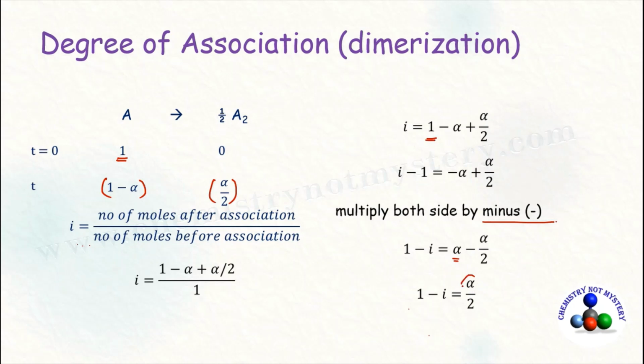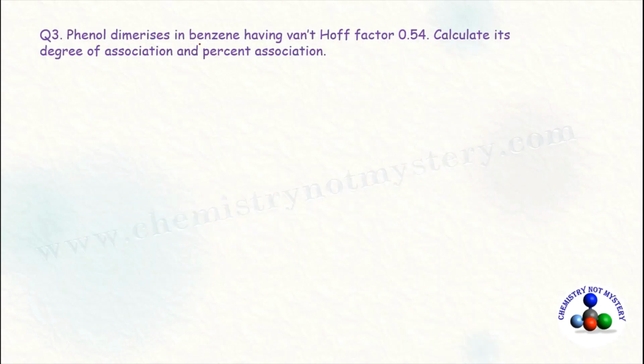Now rearrange this equation to get the value of alpha. So here you will get alpha is equal to 2 multiplied by 1 minus i. And this is the formula for dimerization. Now let's try to solve one question based on it. Phenol dimerises in benzene having Van't Hoff factor 0.54. Calculate its degree of association and percent association. So here it is given phenol dimerises, means if 2 moles of phenol are there, it dimerizes to form phenol dimer.